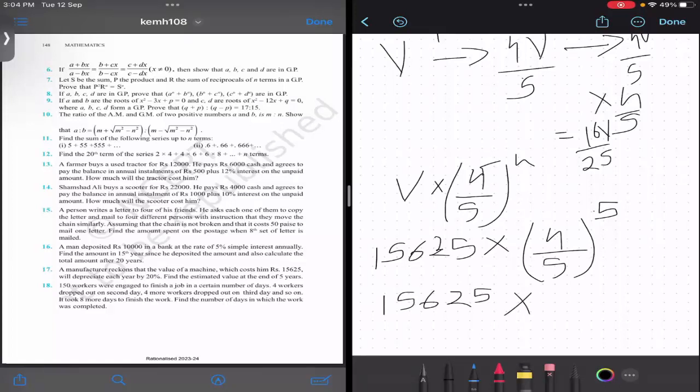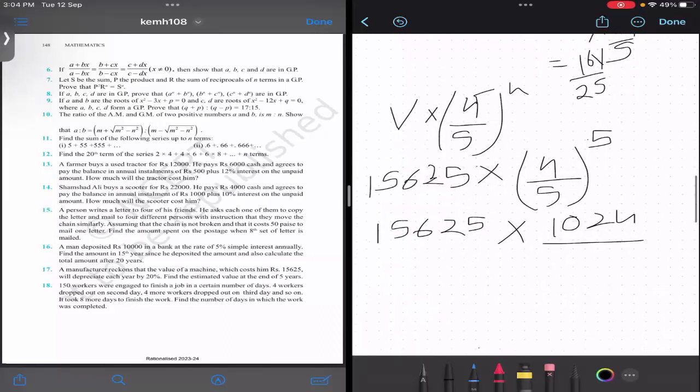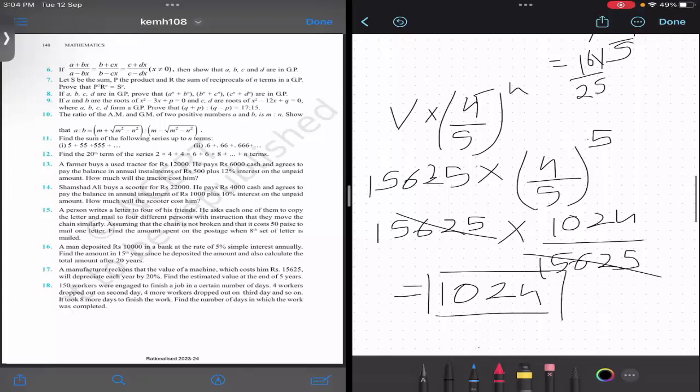So it would be 15625 into 4 raised to power 5, which is nothing but 1024, and 5 raised to power 5 is nothing but 15625. This and this cancel. The value of the machine after 5 years is just going to be rupees 1024, right?